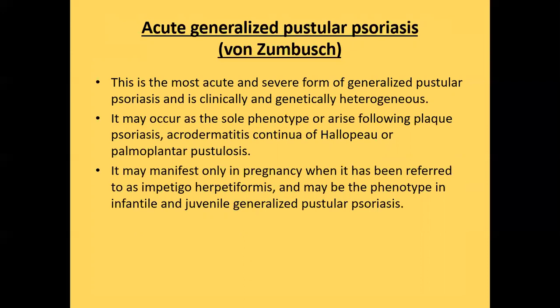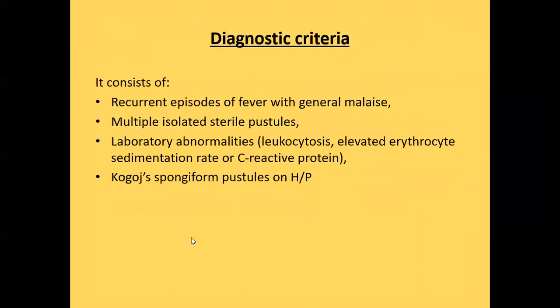It manifests only in pregnancy, where it is referred to as impetigo herpetiformis, and sometimes as infantile and juvenile forms. The diagnostic criteria of generalized pustular psoriasis include recurrent episodes of fever and malaise, and multiple isolated sterile pustules. Lab abnormalities include leukocytosis, increased ESR, increased C-reactive protein, and expanded Kogoj pustules on histopathology.